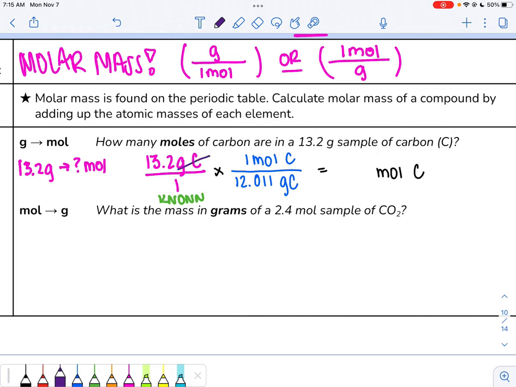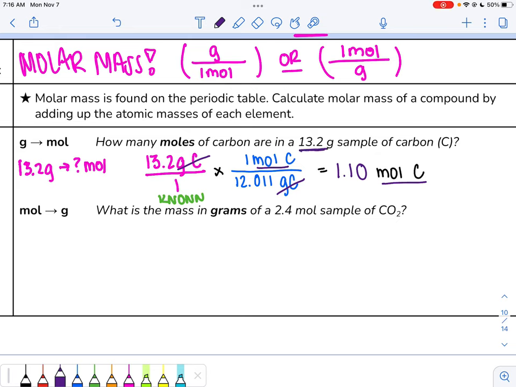to complete this calculation, all I have to do is cross-cancel my units. So grams of carbon cancels with grams of carbon. I'm left with units of moles of carbon, which is exactly what I wanted at the end, so that's good news. And now I just plug things into my calculator. 13.2 times 1, 13.2, divided by 12.011, and that's going to get me 1.10 moles of carbon.